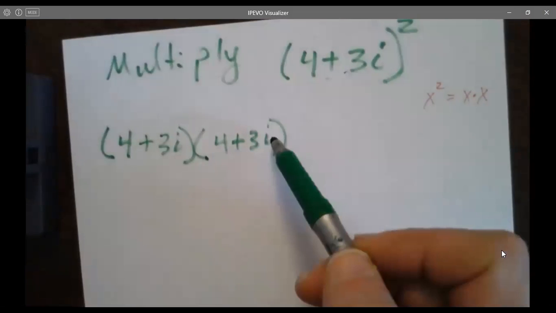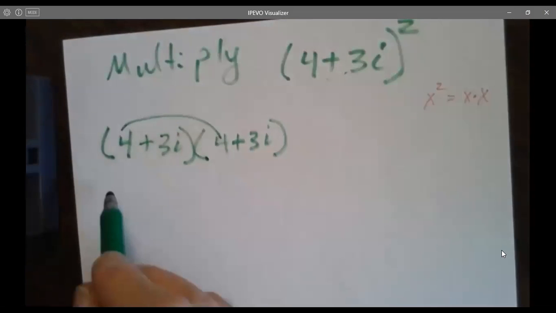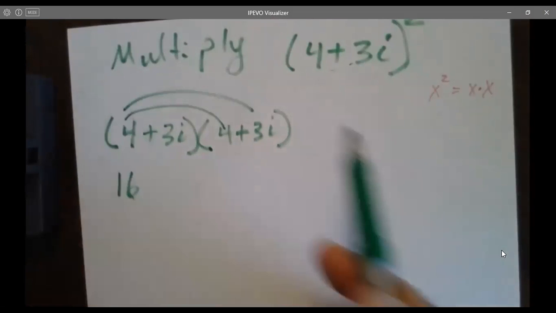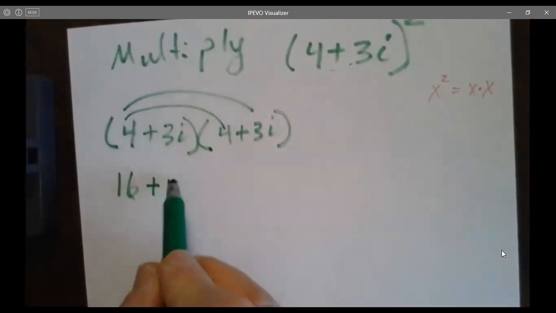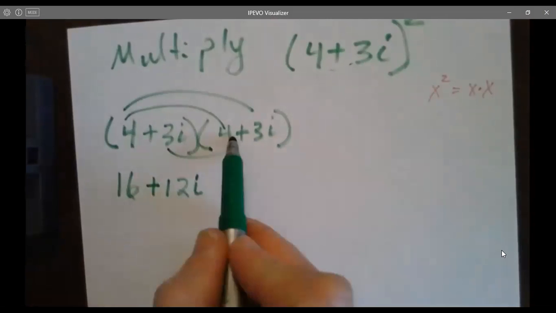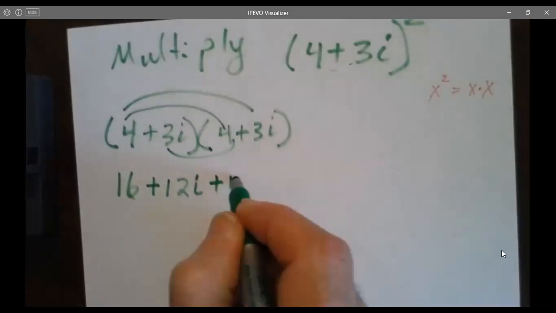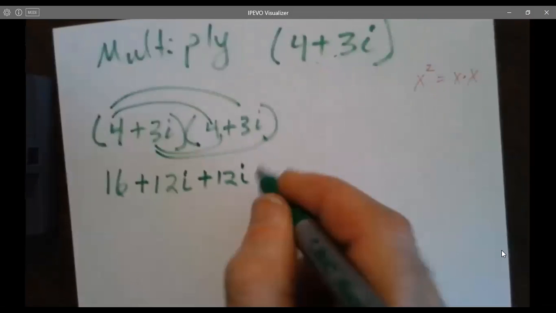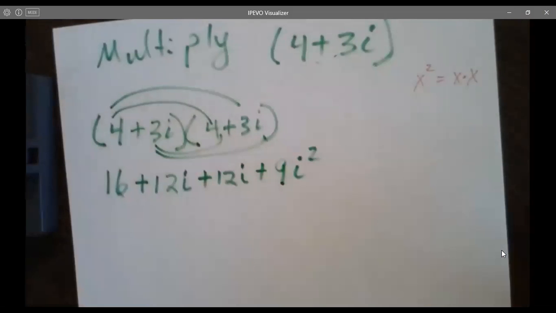Well, now we have to FOIL. We're going to multiply the 2 first terms, 4 times 4, and we get 16. And then we multiply the 2 outer terms, 4 times 3i, well, 3 times 4 is 12, so that'll be plus 12i. And then the 2 inner terms, 3 times 4, that's also 12i, so plus 12i. And then 3i times 3i, well, 3 times 3 is 9, and i times i is i squared, just like x times x is x squared.